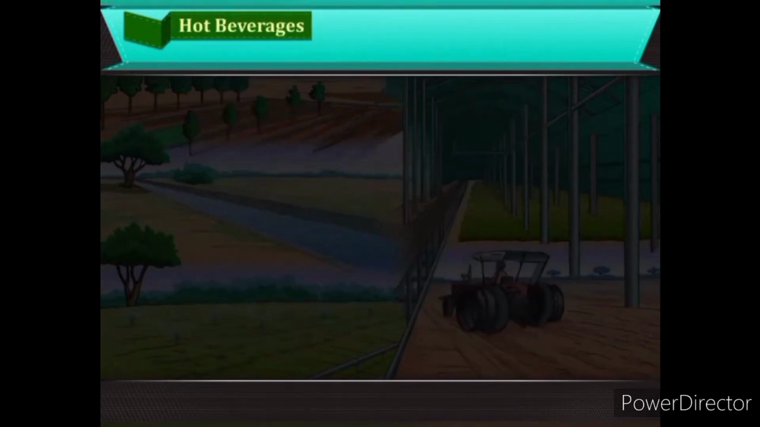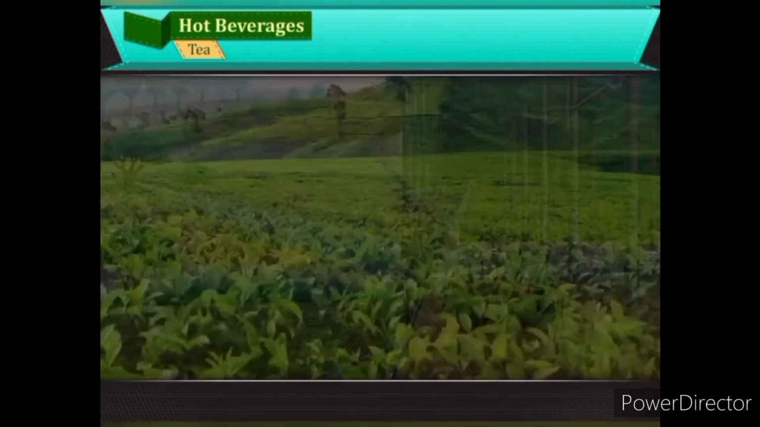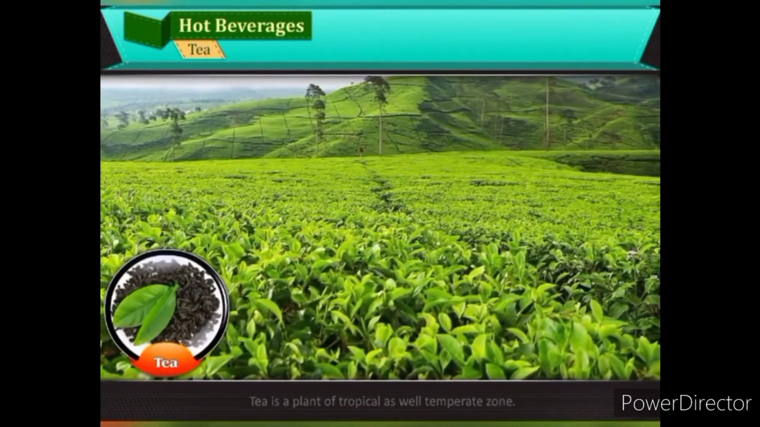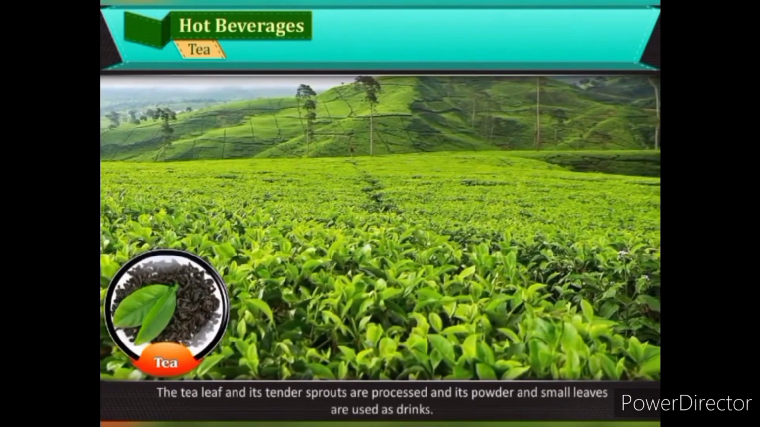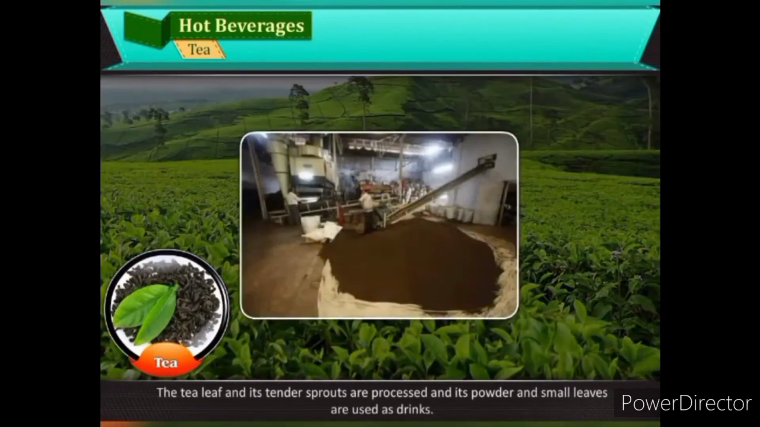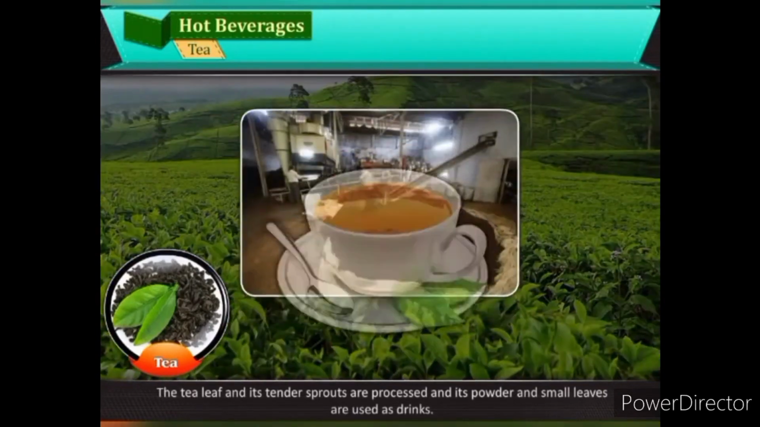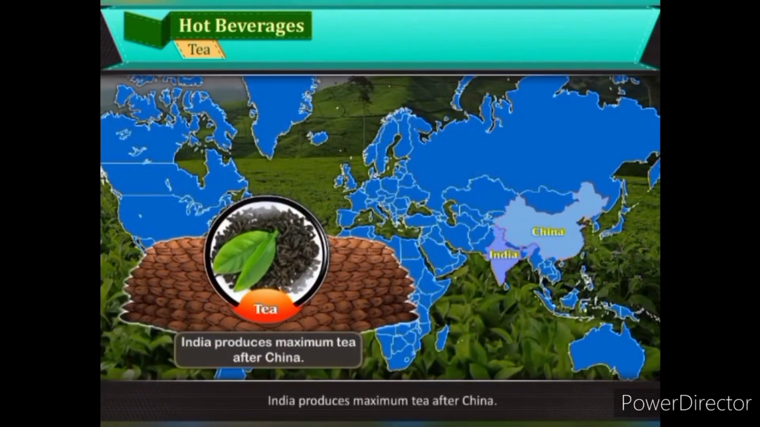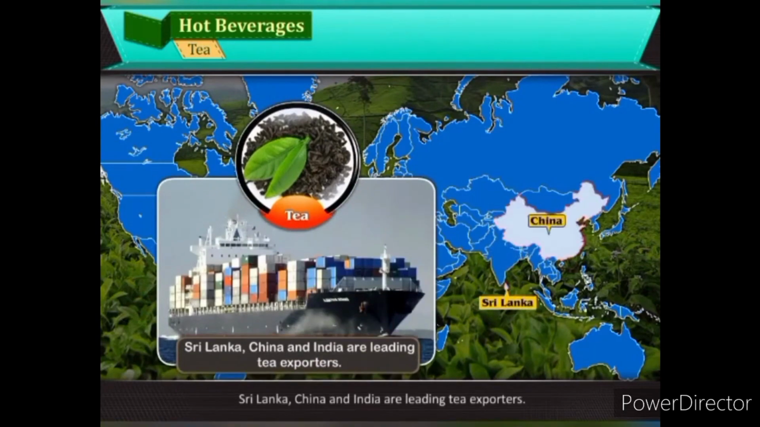Hot beverages. Tea. Tea is a plant of tropical as well as temperate zone. The tea leaf and its tender sprouts are processed and its powder and small leaves are used as drinks. India produces maximum tea after China. Sri Lanka, China and India are leading tea exporters.